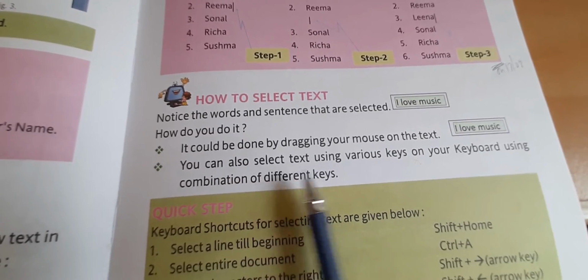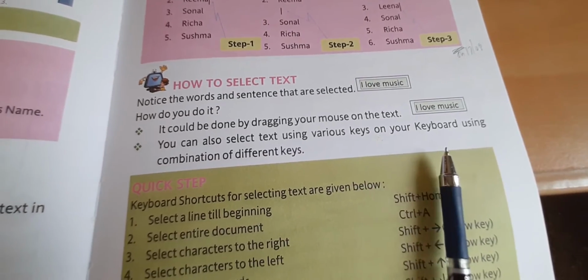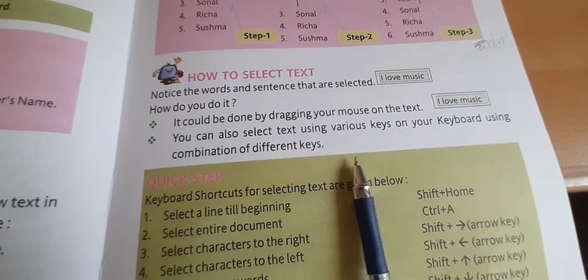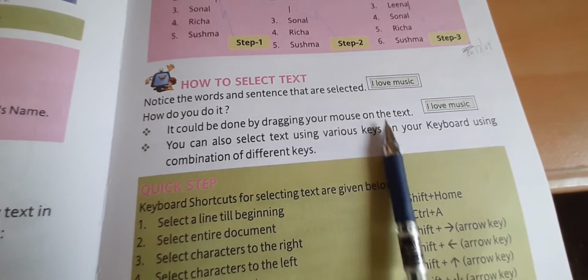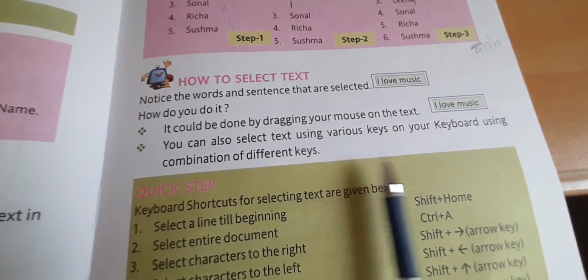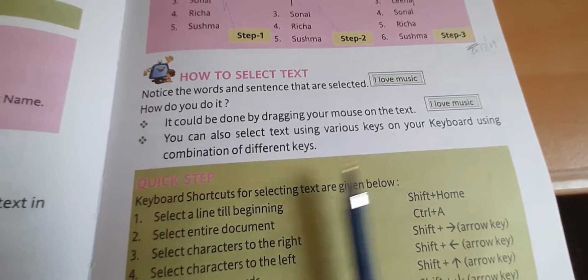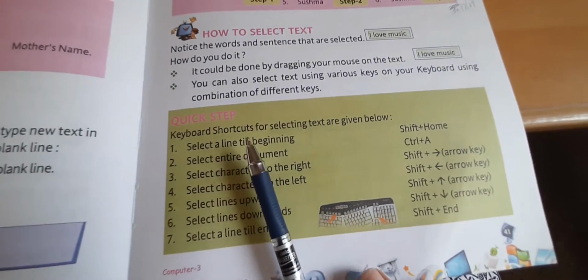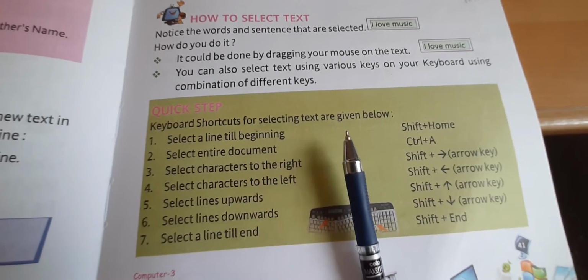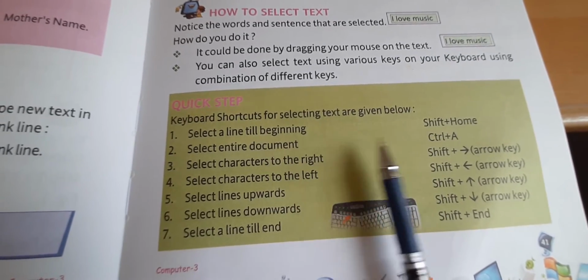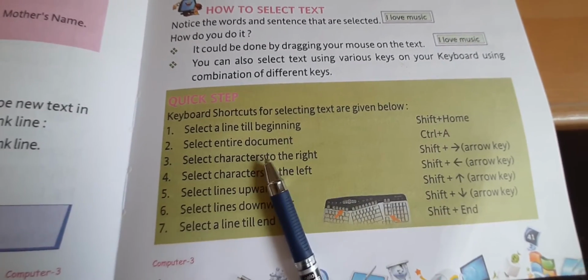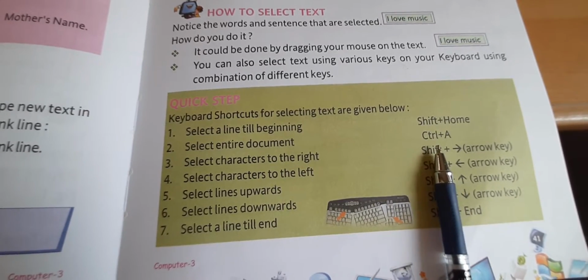Or you can also select text using various keys on your keyboard, using a combination of different keys. What keys can we use? Keyboard shortcuts for selecting text are given below. Select a line till beginning, we will use this. Select entire document, Control plus A.